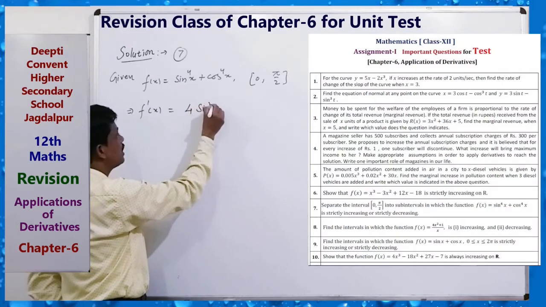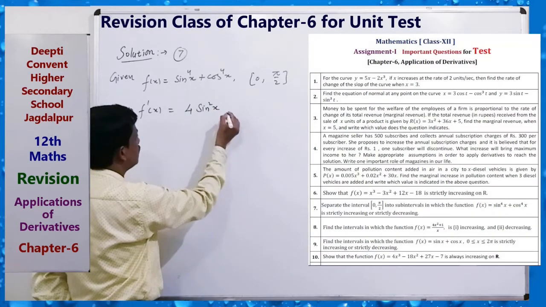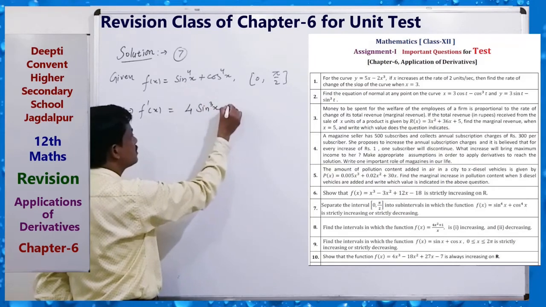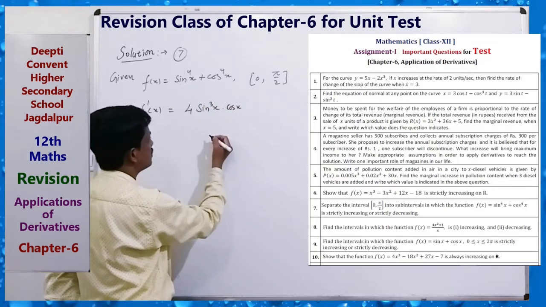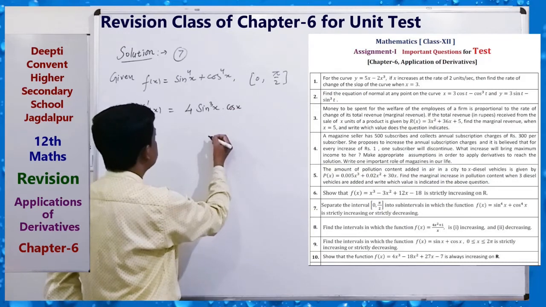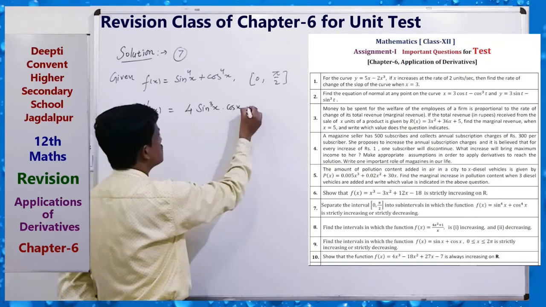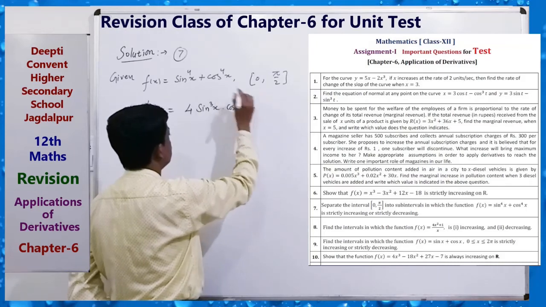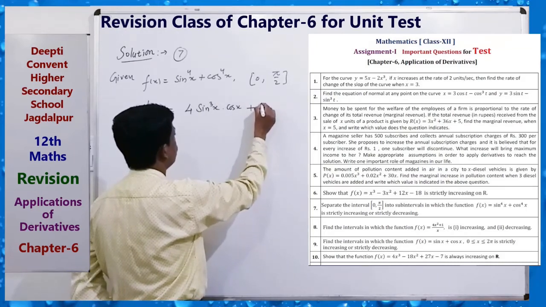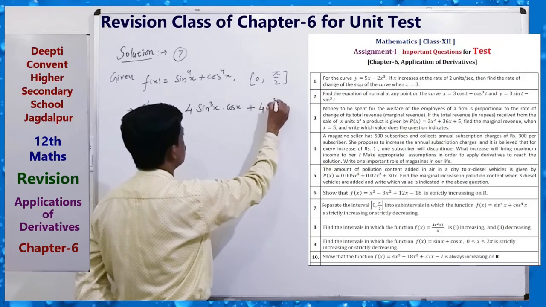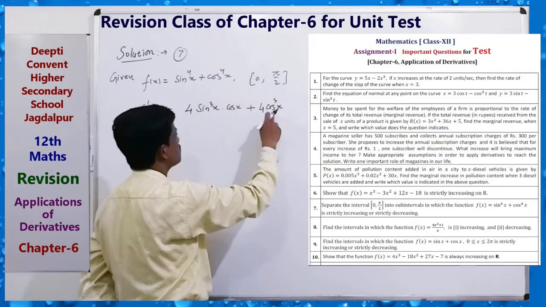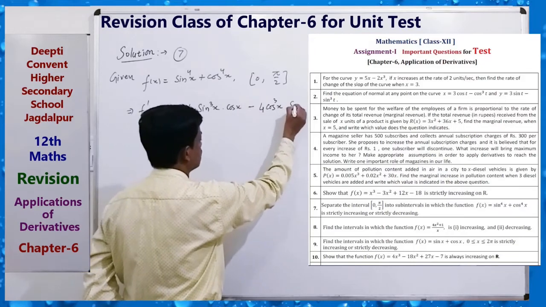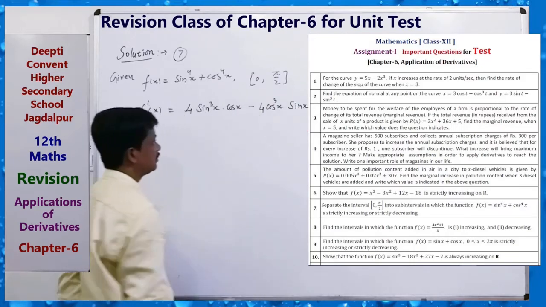Sine square x, sine qx into derivative of sine means cos x. Clear? Plus four cos qx into derivative of cos x, which is minus sin x, so minus sin x. Clear?